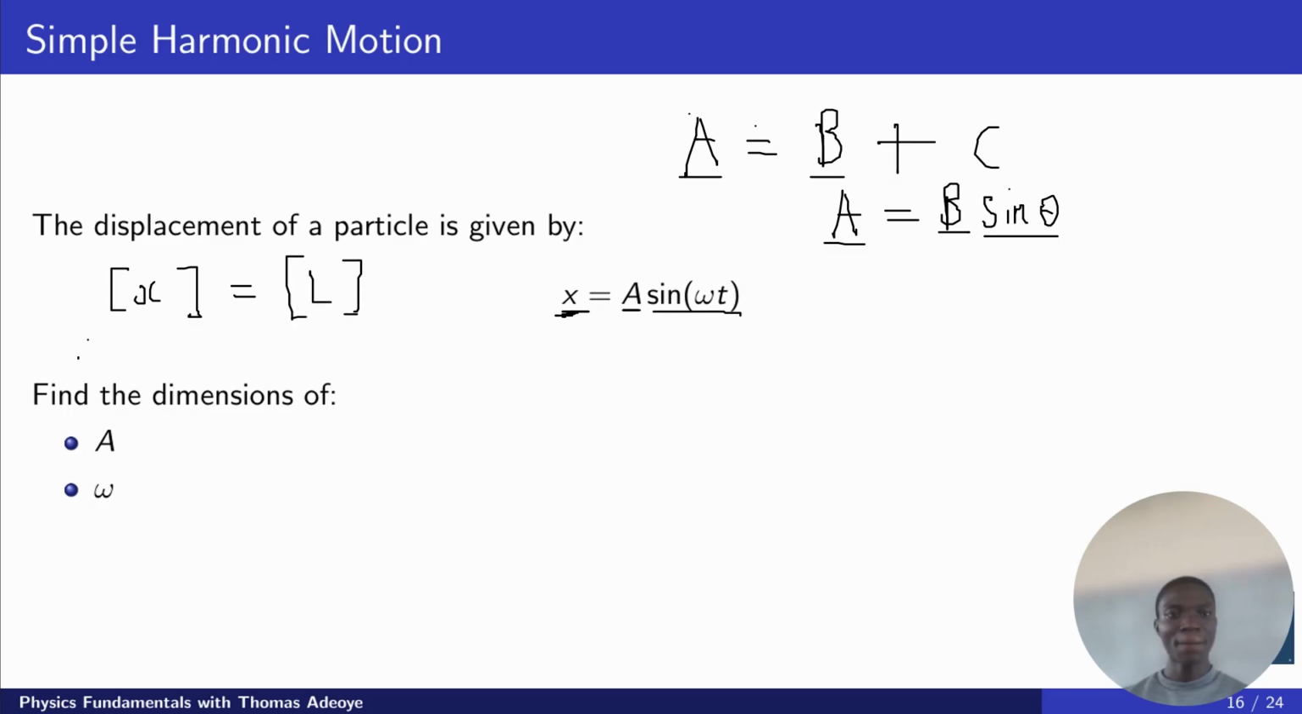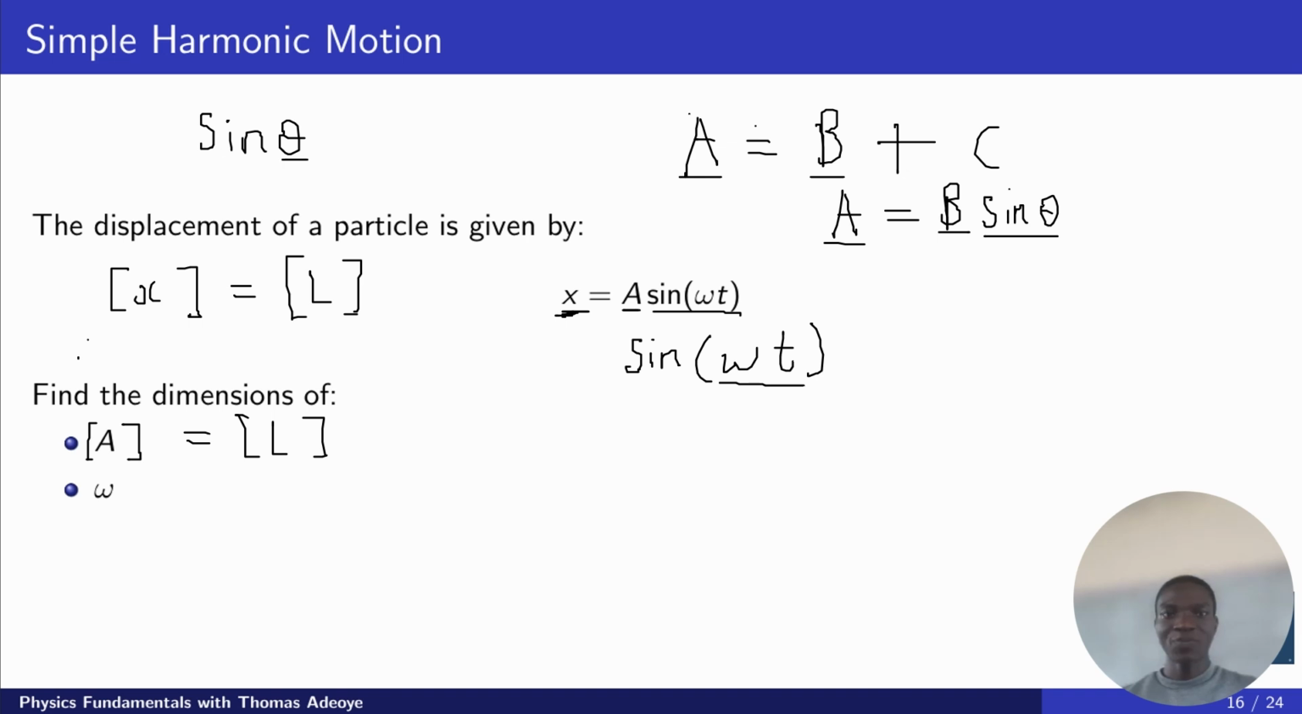Therefore, the dimension of A will be equal to L. Good. Now another thing is the dimension of omega. So what we have here is sine omega t. And this whole thing can be taken as the same thing as theta. Sine theta now.